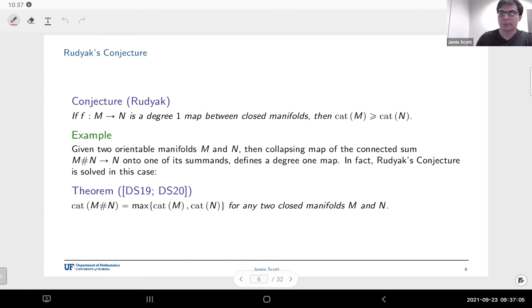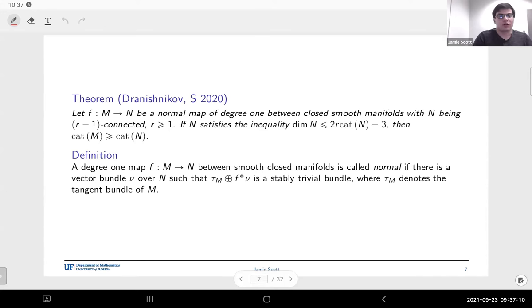And this is a theorem by Dranishnikov and myself. It solves a special case of Rudyak's conjecture. And so if we assume that our map is normal and of degree one, between, of course, closed smooth manifolds, and we assume that N is r minus one connected for some r at least one, so at least path connected N. If N satisfies the inequality that the dimension is less than or equal to two times r times the category minus three, then cat of M is at least as big as cat of N.